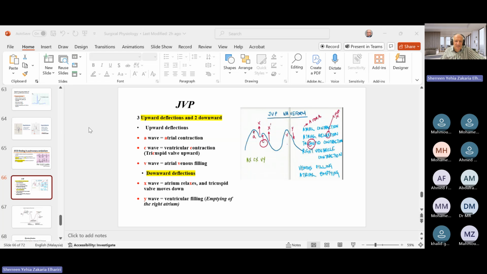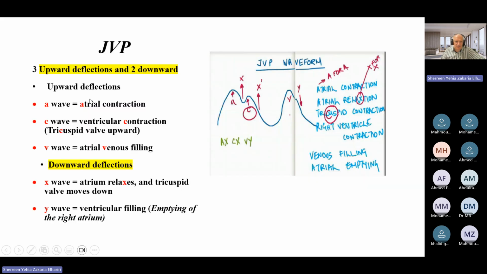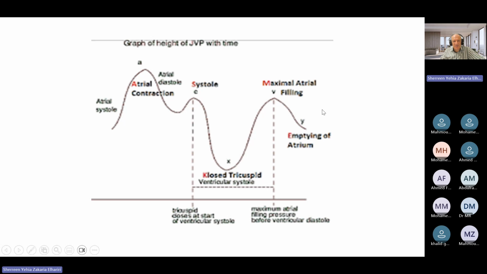Okay, so if you connect it to the central line, they give you this picture. What is it called? Jugular venous pressure measurement. It is important to know A, C, V, and X and Y. A is the atrial contraction. C is the ventricular contraction, and V is venous filling of the atrium, and the two descents are X and Y. X is atrial relaxation and tricuspid moving down, and Y is ventricular filling and emptying of the right atrium. So it is important at least to know how to draw this picture.